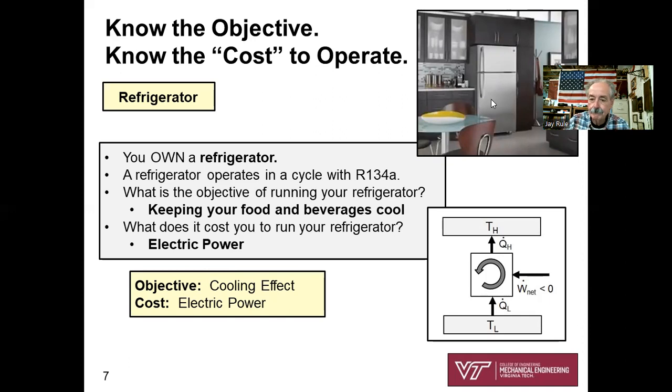And you know it costs you something. If you pay your electric bill, it costs you what it costs to purchase electric power. You're one of those consumers from the power plant, right? But you've got to pay to buy that electric power to run your fridge. Summary: the objective is the cooling effect, heat transfer in your fridge. That's the cooling effect. And what it costs you is electric power. Pretty easy.